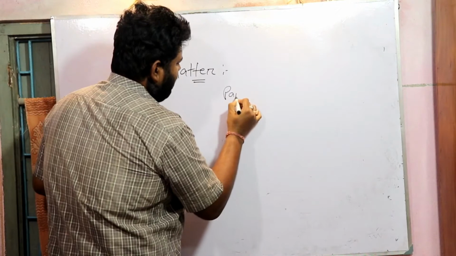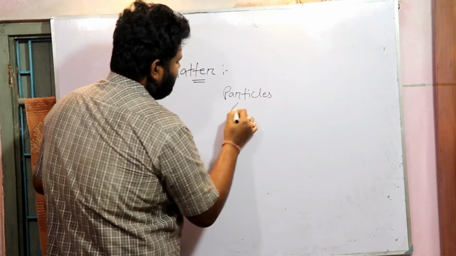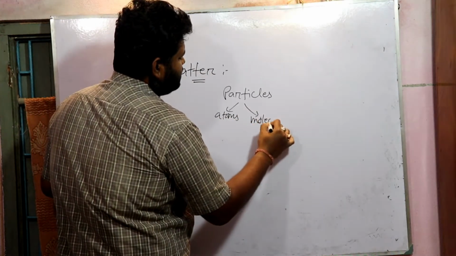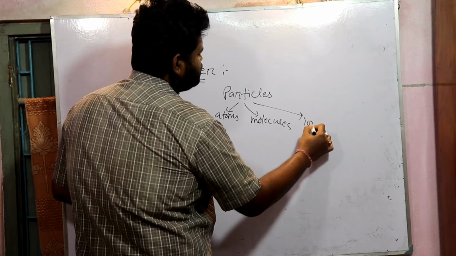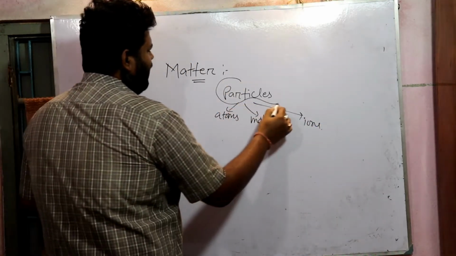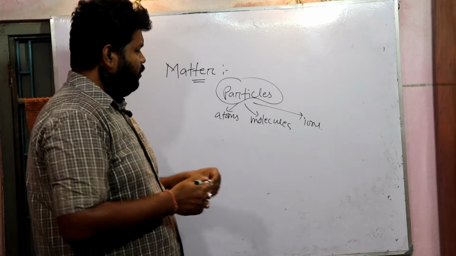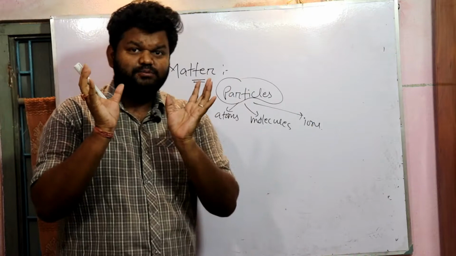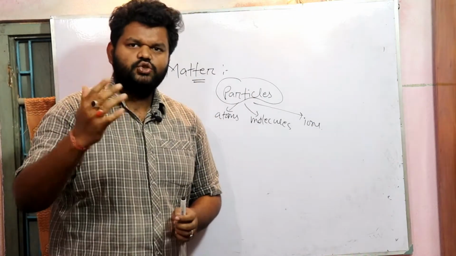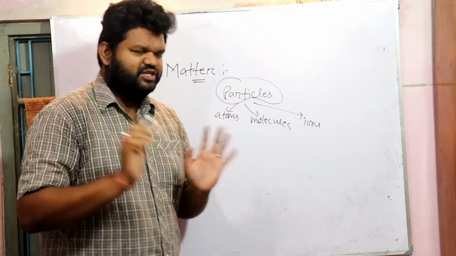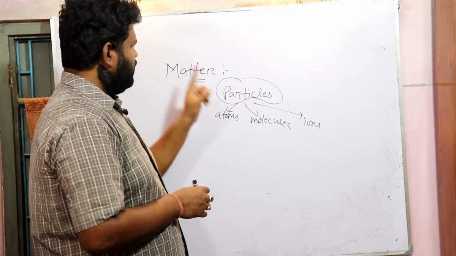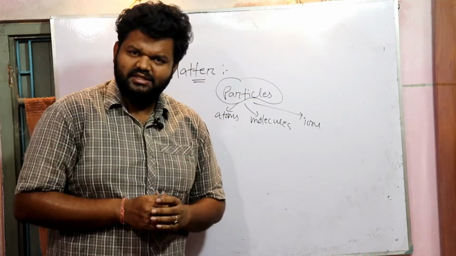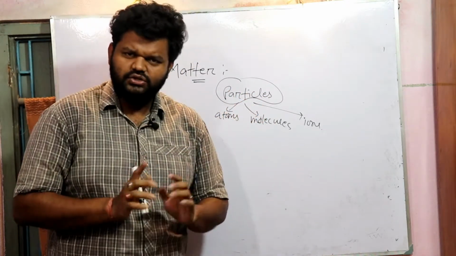What are tiny particles? These particles may be atoms, molecules, or ions, and we will discuss what is an atom, what is a molecule, what is an ion, and the main types of particles in the next units, Unit 2, Unit 3 and Unit 4, in this chapter. But right now we have to know what is a matter. Matter is made up of some tiny particles. Those particles may be atoms, molecules or ions. That is point number 1.